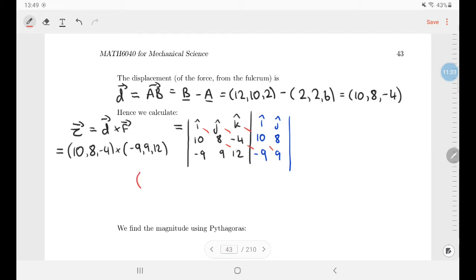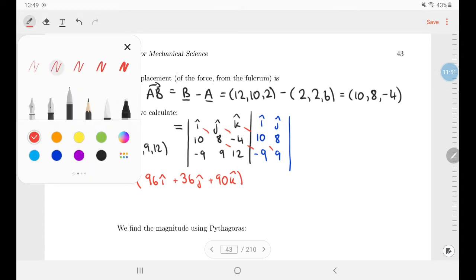So the i by 8 by 12 is 96i. j by minus 4 by minus 9: you can multiply the numbers together first. Minus 4 by minus 9 is 36 by j. And then 10 by 9 is 90 by k. That's the right down diagonals.